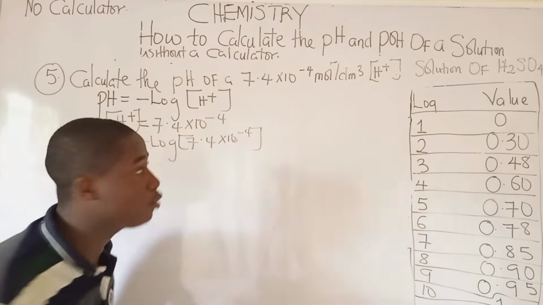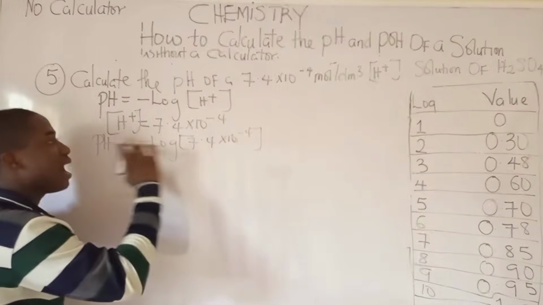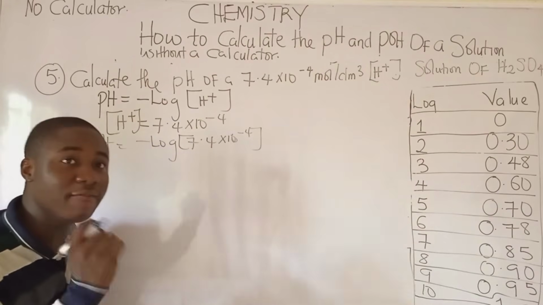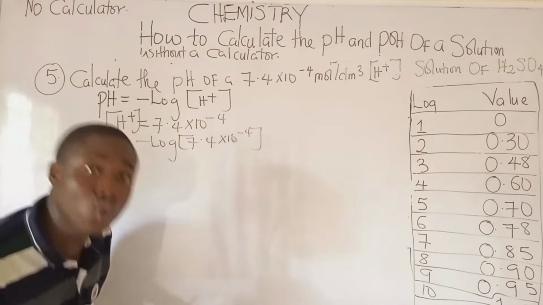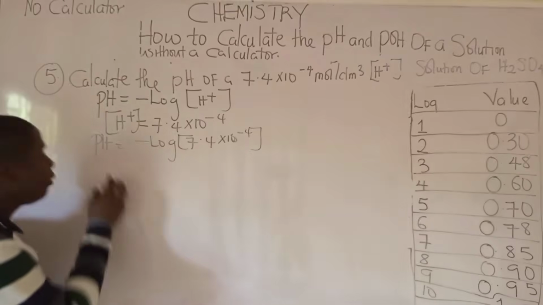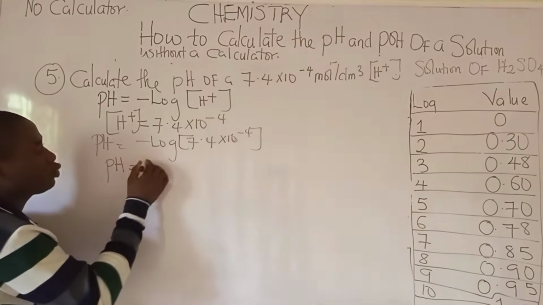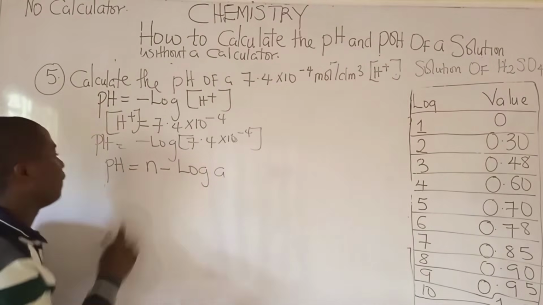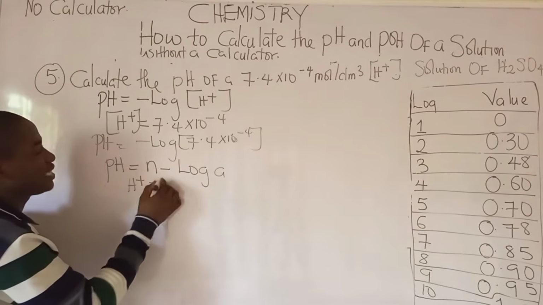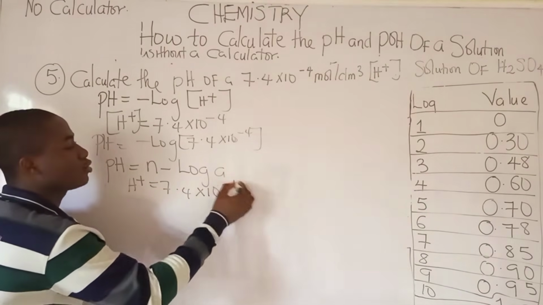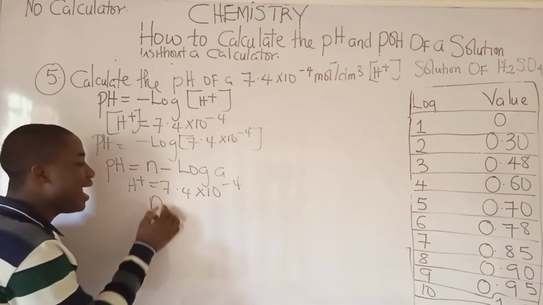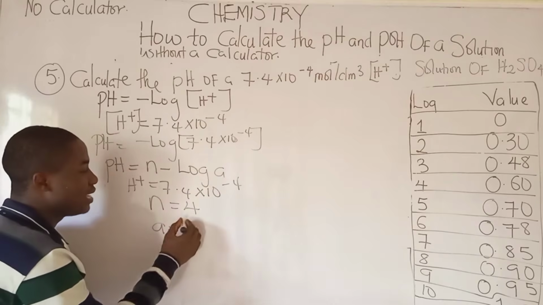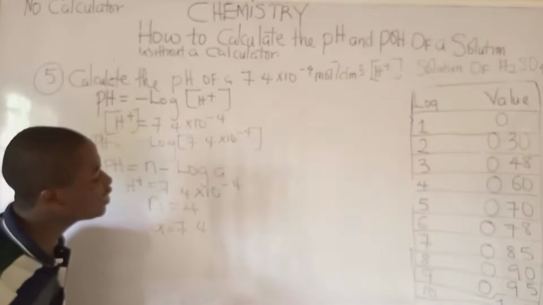Or if we have a very good calculator, we can simply input this in the calculator and get the answer. But now we don't have a very standard calculator. That is why we are to use the normal method I said. So the formula alternately becomes pH equals n minus log a. Now recall, you take the H plus down, which is 7.4 times 10 to the power minus 4. And I say that n and a, the value for n is always the power and the a is this value, which is 7.4.